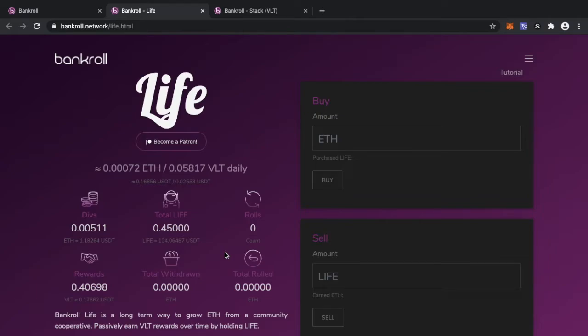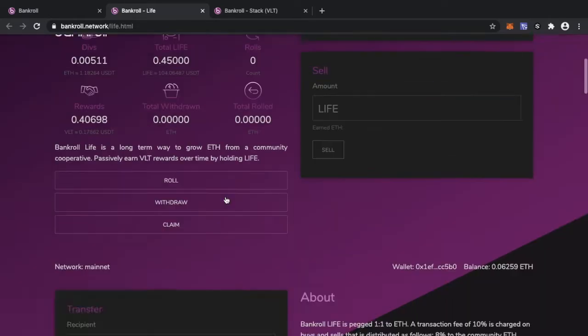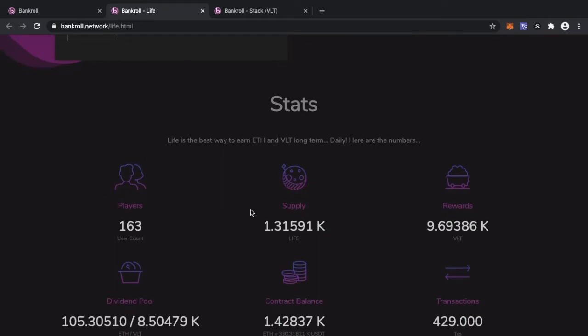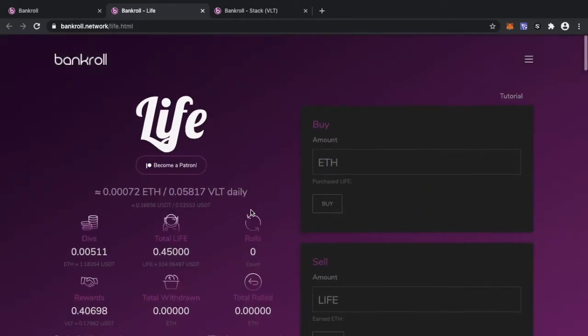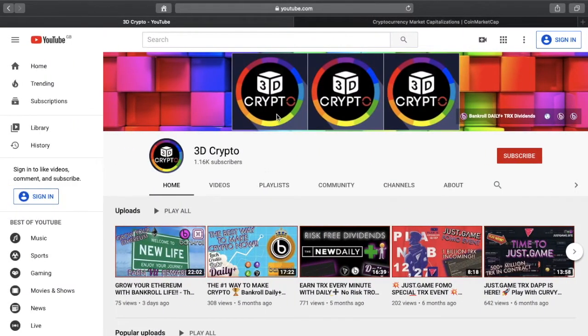So guys, that is Life, that is Volt. Hope you guys are already in these platforms. If you aren't already, as I said, we are still very, very early in the platform on the Ethereum side. And you have to take into account that Ethereum value is locked up in Life and Life is locked up in Ethereum because it's pegged 1-to-1.